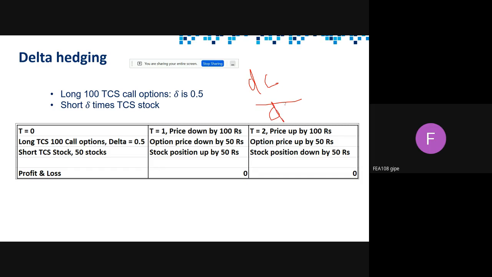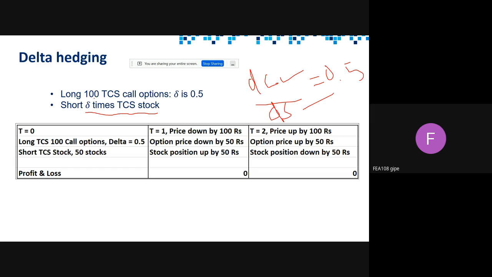Right? So for becoming risk neutral, Neil has bought these 100 TCS call options. So the delta should be zero, to be delta neutral, or risk neutral. Correct. That's right. So right now, Neil has to short delta times the TCS stock, right? Remember this equation, dC by dS, which is equal to 0.5. And now how many will he buy? 0.5 into dS. And what is dS? It is 100.